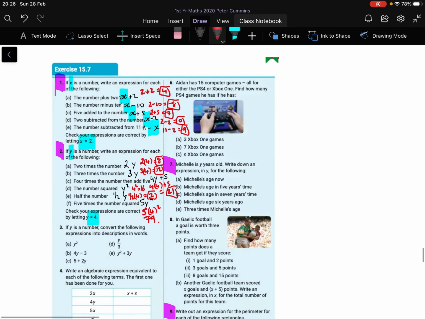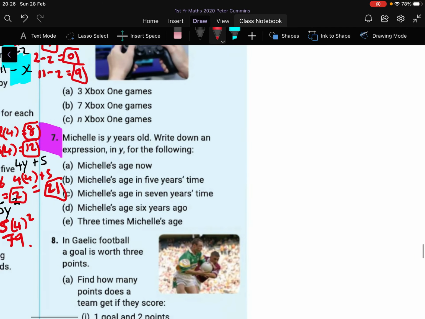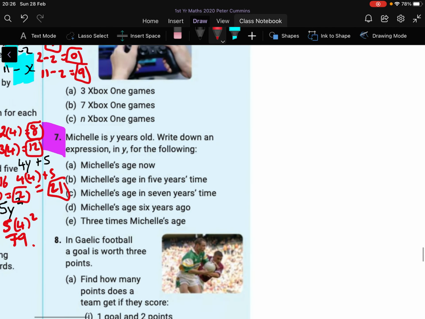Moving on then to question number 7 over here. Okay. Michelle is Y years old. I'm not telling us how old Michelle is. She's Y years old. Write down an expression in Y for the following. Okay. So how old is Michelle's age now? Well, she's Y years old now. How old is she going to be? Well, she's just going to be Y, isn't she?